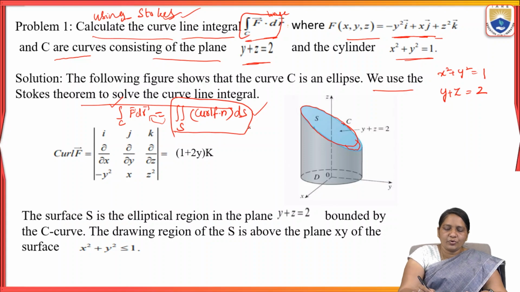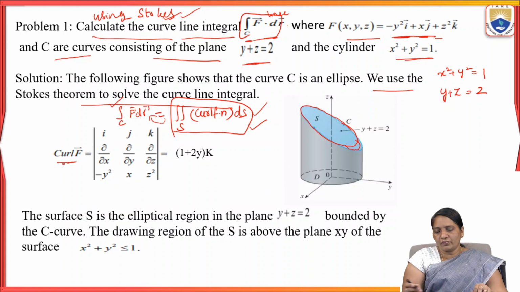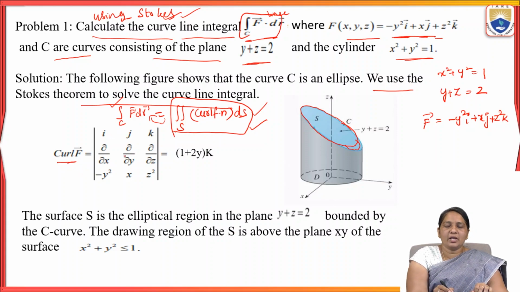So that's why I am going to calculate curl F now. First of all, what is the given F? Given F bar equals minus y squared i plus x j plus z squared k. This is the given F. So I am going to calculate curl F. Already we know about del cross F. So what is del? Del is i del by del x plus j del by del y plus k del by del z.